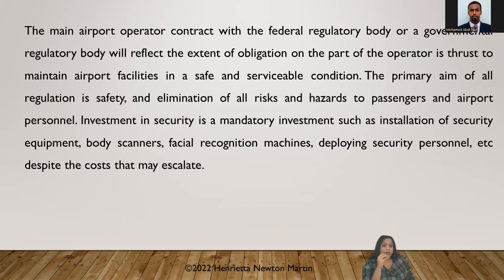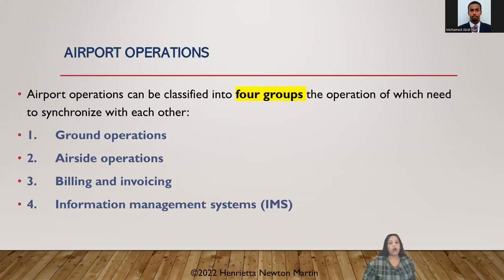So the primary aim, the chief aim of all regulation, is safety. Safety of the terminal, safety of the airport, safety of the passengers, and safety of the personnel within the airport, and elimination of all risks and hazards to passengers and airport personnel. Therefore, investment in security is a mandatory investment, such as installation of security equipment, body scanners, facial recognition machines, deploying security personnel, and so on. They have to incur certain costs, and sometimes the costs may escalate, but security is a mandatory investment for smooth operations of the airport.